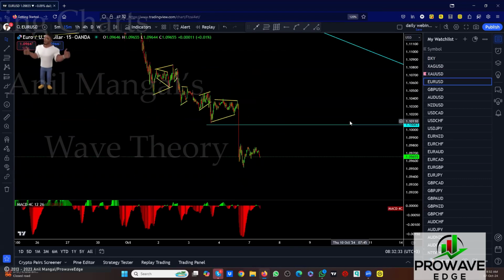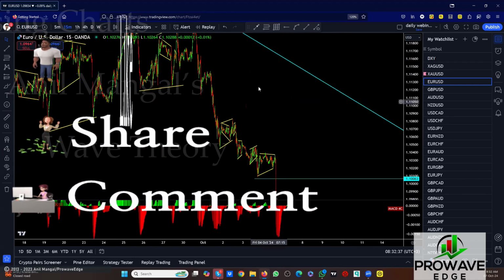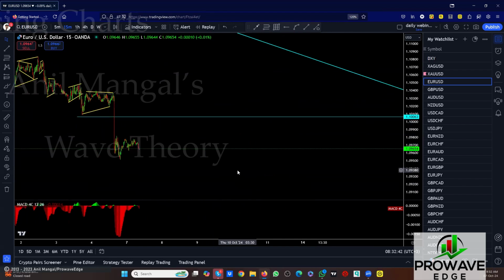Euro dropped, nothing new. I expected that. I think Euro could be going down a lot more. We need to see what's happening. It's kind of consolidating for a flat here, a smaller version inside.